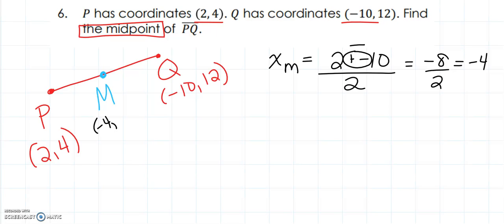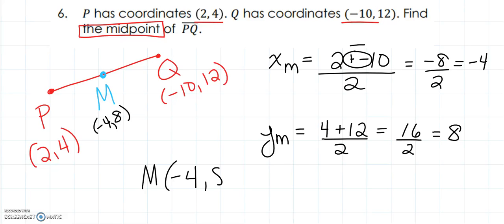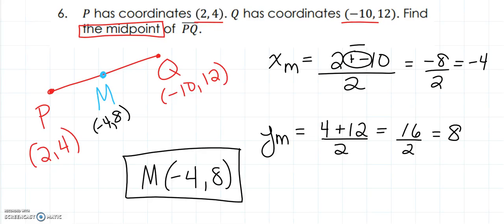Let me do the same thing with the y values. Okay, now with the y values, we have 4 plus 12 divided by 2. 4 plus 12 is 16 divided by 2, and we get 8. Okay, so 8 is our y value, and that's our final answer. Negative 4, comma, 8. That's the midpoint of line segment PQ.